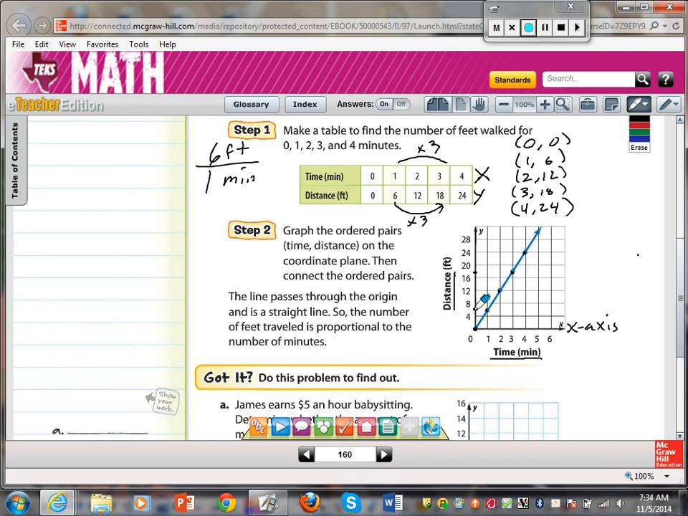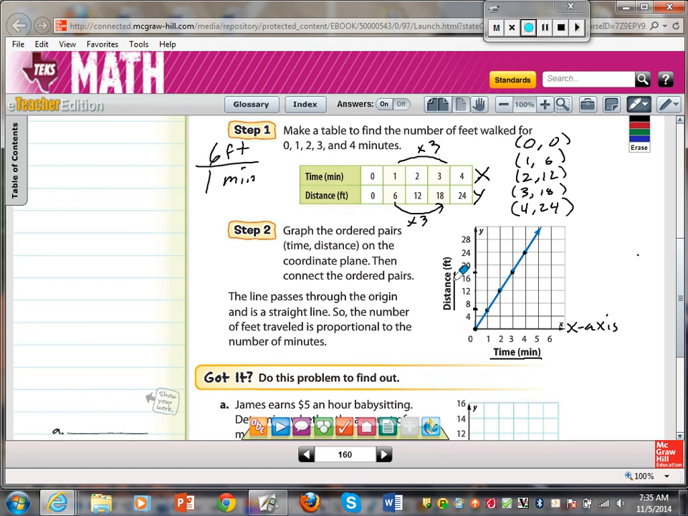Notice how the scale here went by ones, but this scale is going by fours. The reason why it's going by fours is because we have to have enough room to fit your biggest value on the y-axis. So when you're drawing your graph, sometimes you have to make your own scale, and notice how the intervals always have to be the same.